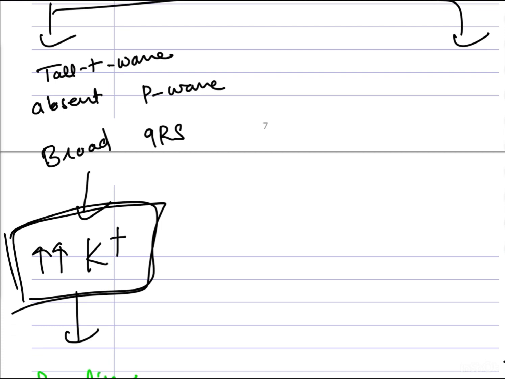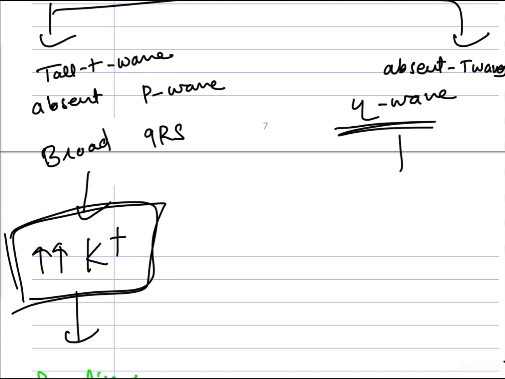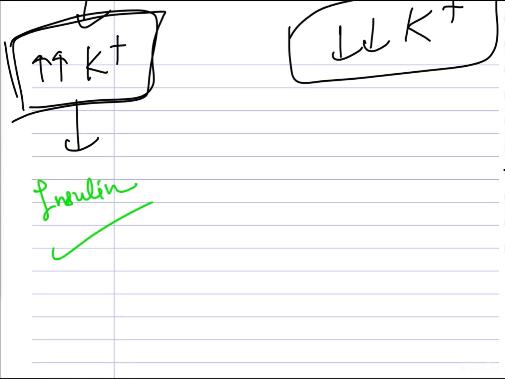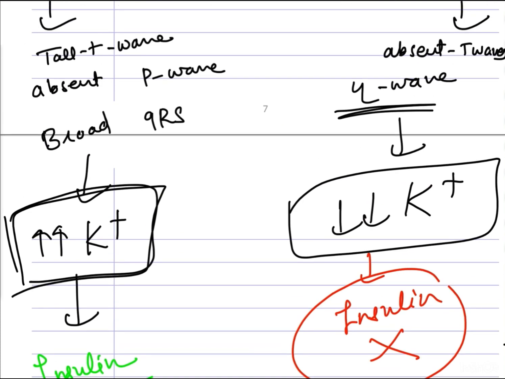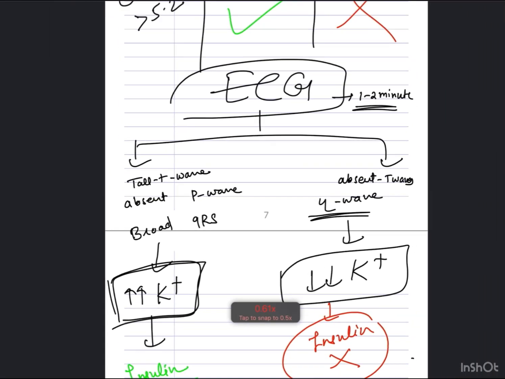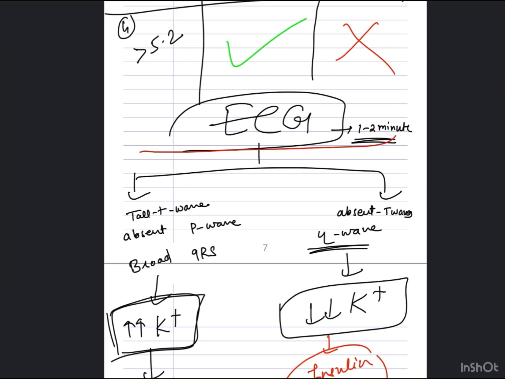But if the patient comes with flat or absent T waves and U waves present in the ECG, then it is suggestive of hypokalemia. And if the patient is suffering from hypokalemia, we will not give insulin till we correct the hypokalemia. First of all, we will manage the hypokalemia and then we will start insulin. So this is for an emergency kind of situation.